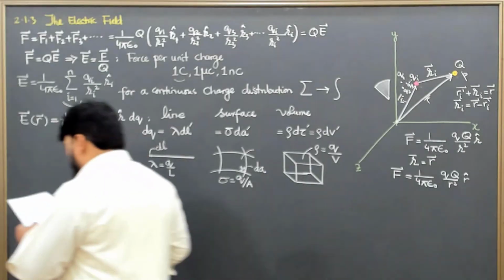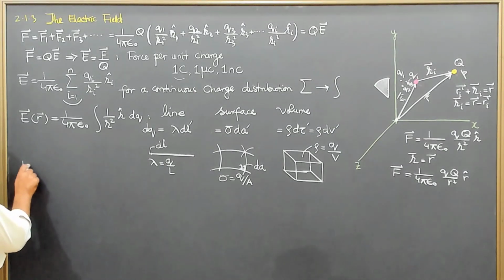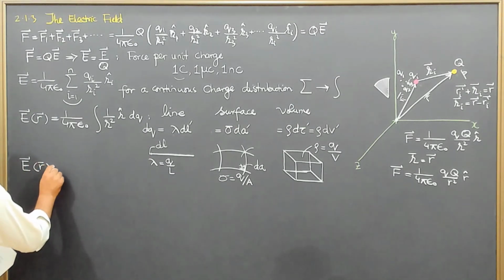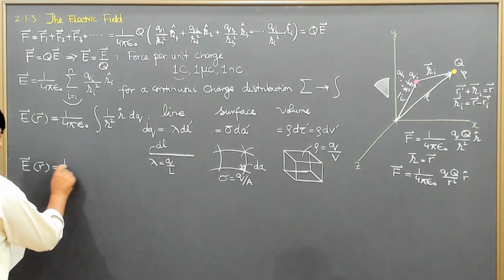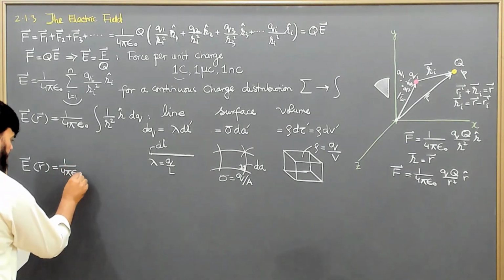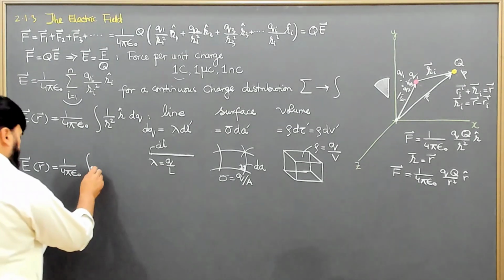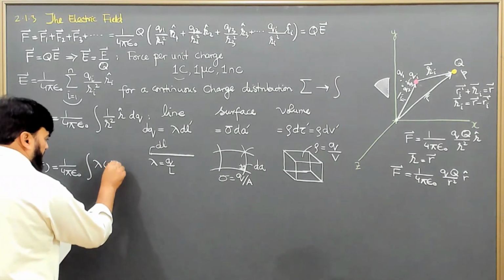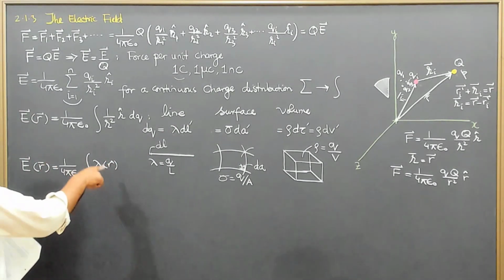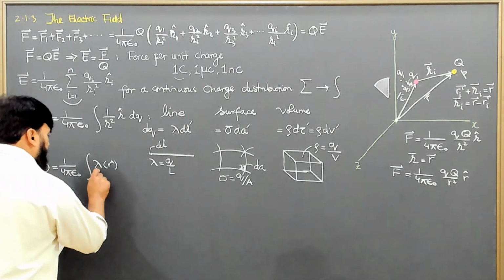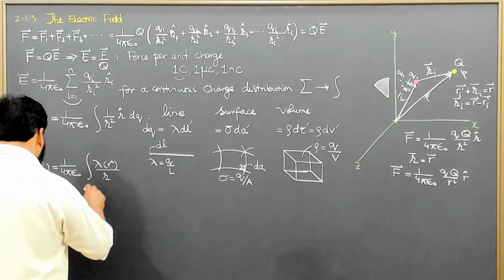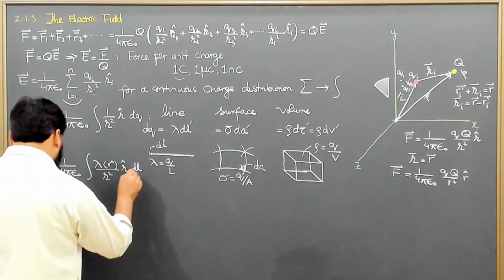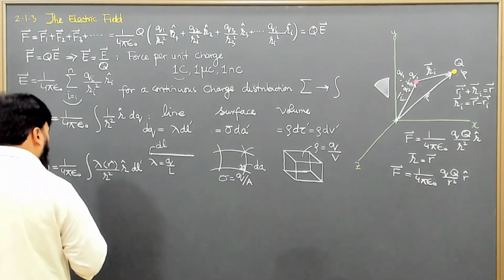I can write it for the line geometry. For the line geometry, the electric field at a distance r, meaning the observation point, is equal to 1 over 4 pi epsilon naught integral, and then lambda at r prime, since it is not at the origin but at r prime distance, divided by this tilted r squared, times the r unit vector, and here will be dl prime.